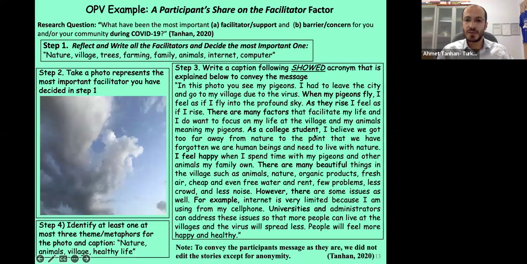As a college student, I believe we got too far away from nature to the point that we have forgotten we are human beings and need to live with nature. I feel happy when I spend time with my pigeons and other animals my family owns. There are many beautiful things in the village, such as animals, nature, organic products, fresh air, cheap and even free water and rent, few problems, less crowd and less noise.